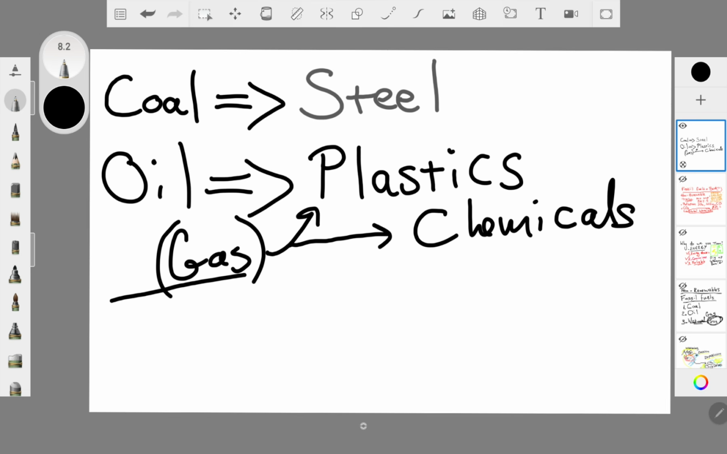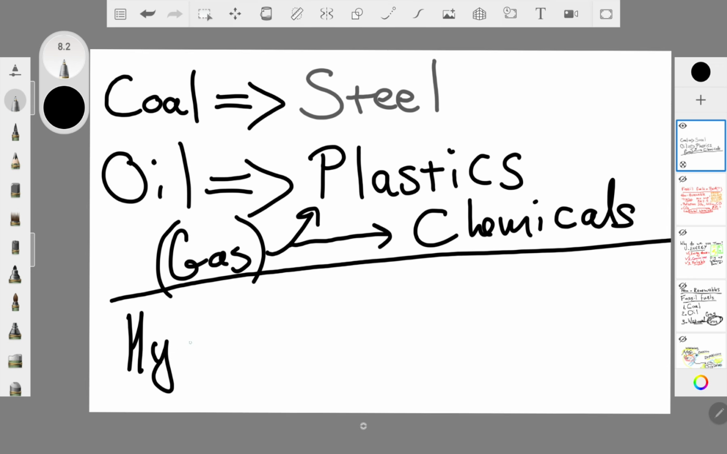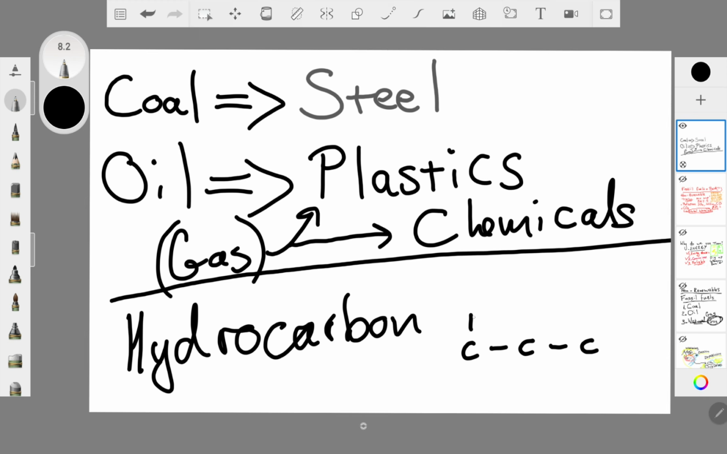This is because all three of them have a very special property. They are made from a very special type of molecule. Do you remember what it's called? It's called hydrocarbon, okay? These molecules are carbons and hydrogens. They are very useful, not just for energy, but also for making plastics, chemicals, and steel. Yeah? So it's not just energy, they have other uses too.